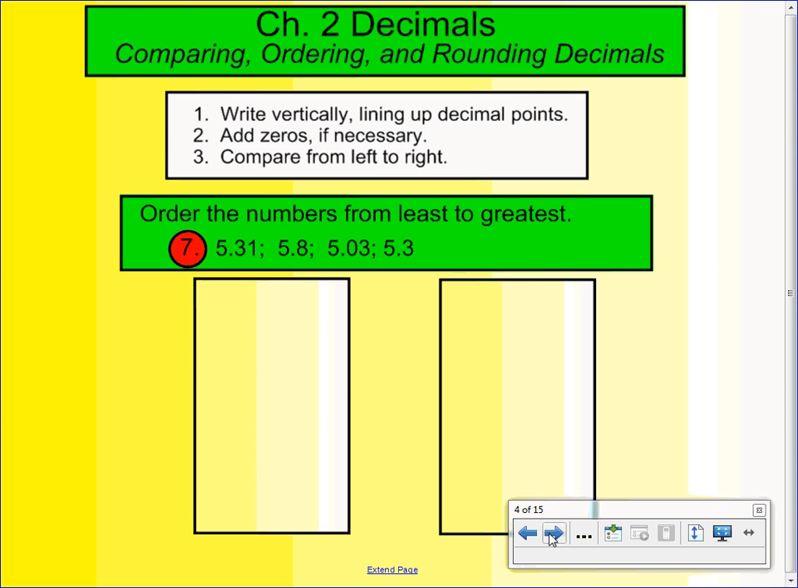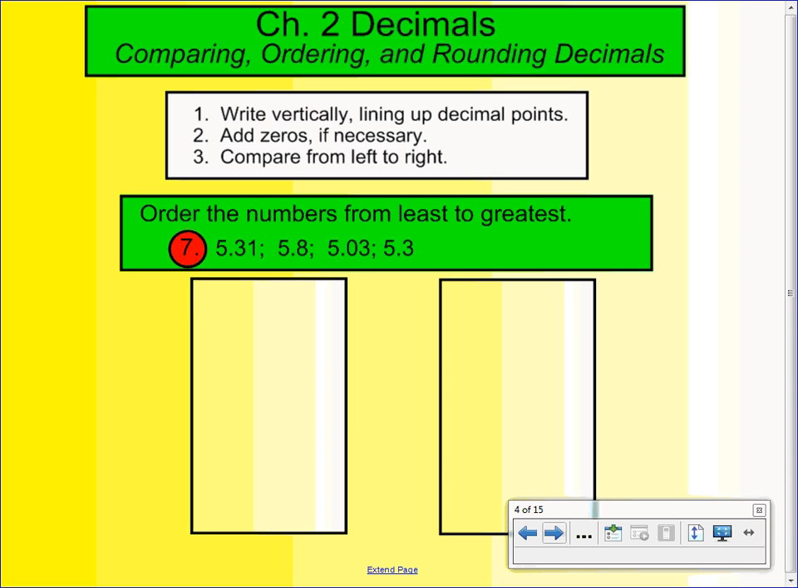Finally, we are going to compare these numbers by ordering them from least to greatest. So pause the videocast, use your graph paper, do them vertically, and put these numbers in order from least to greatest. I'll be waiting right here for you.